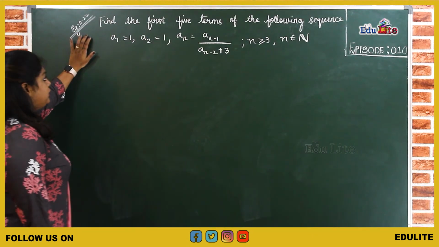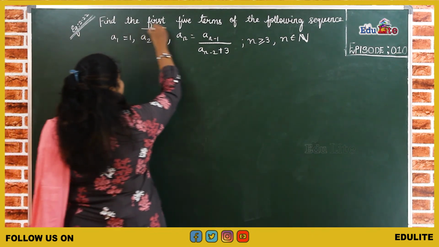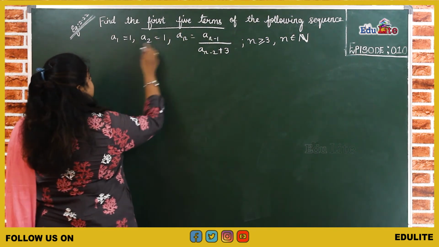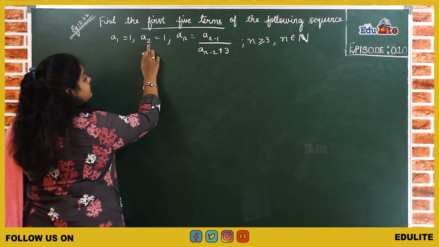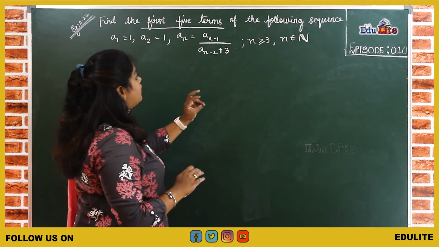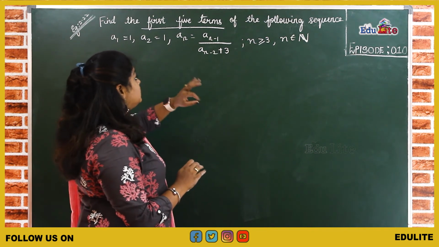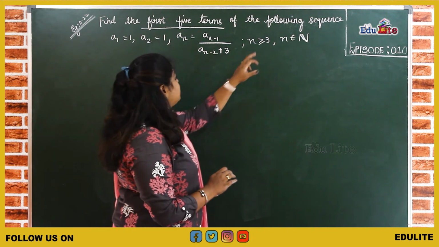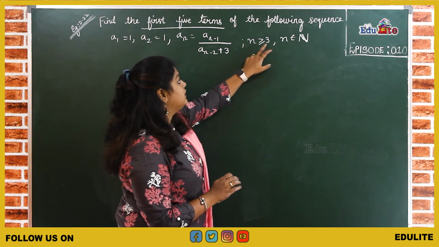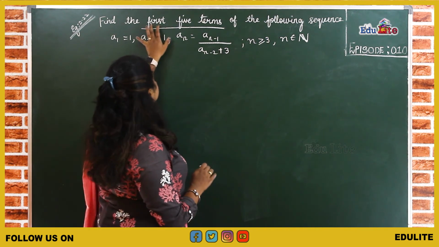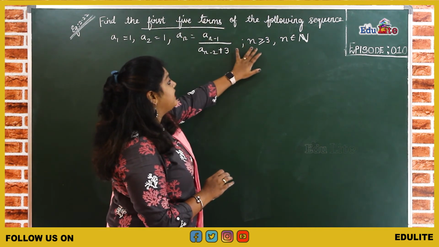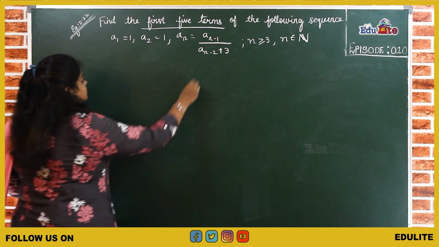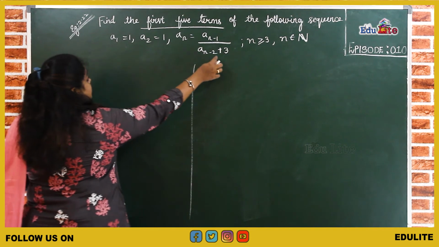Next is example 2.22. What we have to do is find the first 5 terms of the following sequence. To find the first 5 terms, first term is given, second term is given. We need to find the third term, fourth term, fifth term. To find these 3 terms, we are given the general term an, which means we have to take the value of n greater than or equal to 3 and n is a natural number. So, to find the first 5 terms, we can use the n values as 3, 4, 5 because the first 2 terms are already given. Let us find, using the first 2 terms, the next 3 terms.